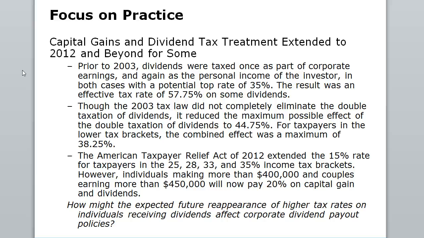So the American Taxpayer Relief Act of 2012 extended this 15% rate for taxpayers in the 25, 28, 33, and 35% income tax brackets. However, if you made more than 400,000 as a couple or a single, you're going to pay the 20% capital gains rate and a 20% dividend rate. All right.